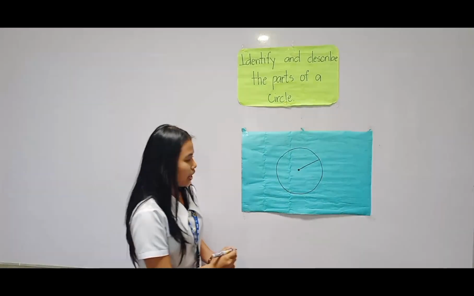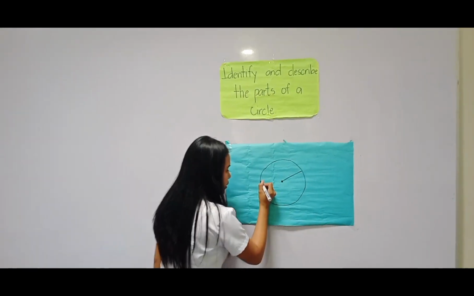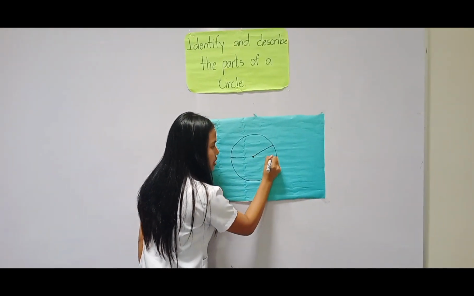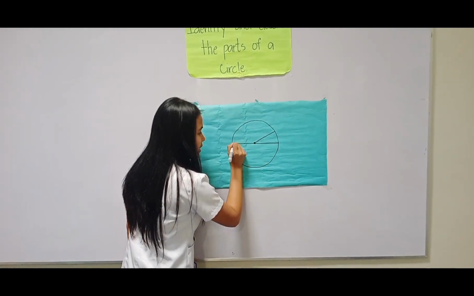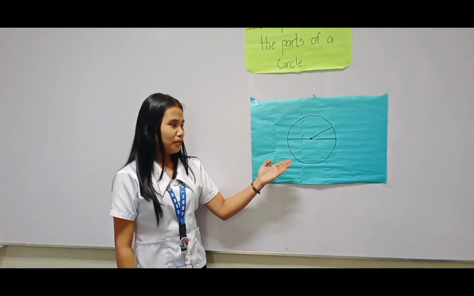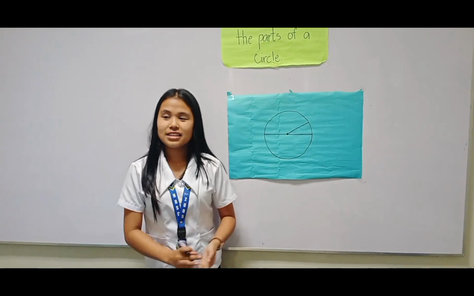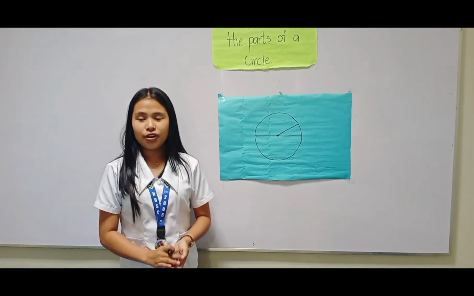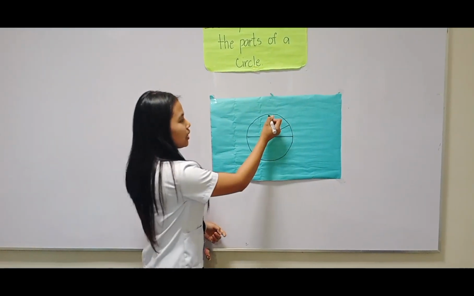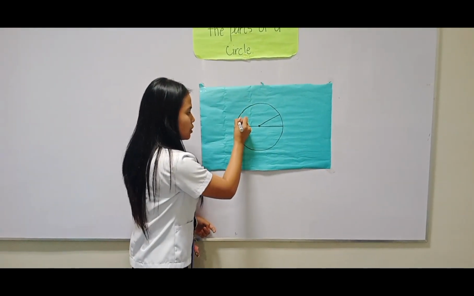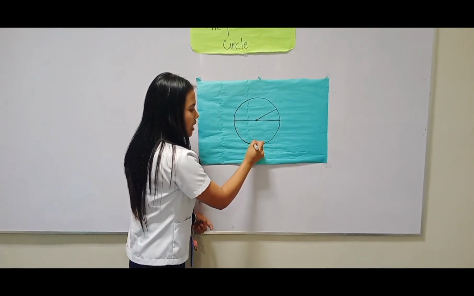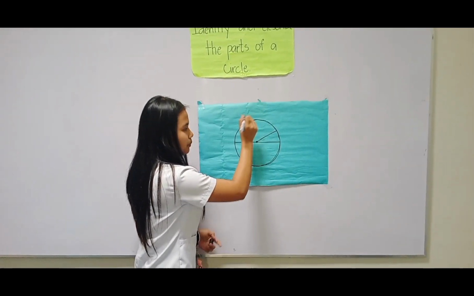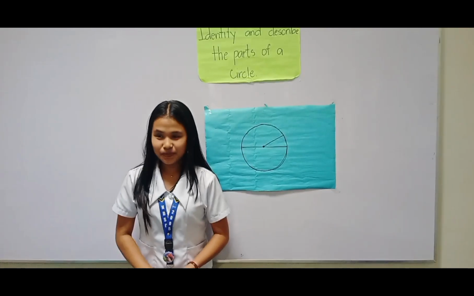Another part of a circle. If I draw this line from one side of a circle to another side of the circle, this is what we call diameter. The diameter is twice the length of a radius. Now the last part of a circle is what we call the circumference. The circumference is the boundary of the circle. Did you get it, class?